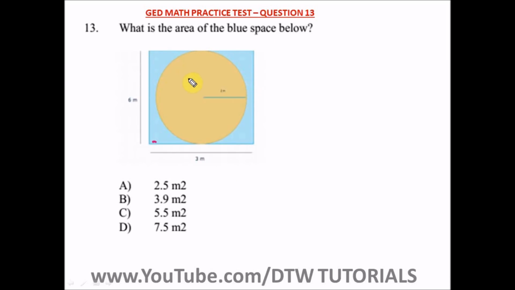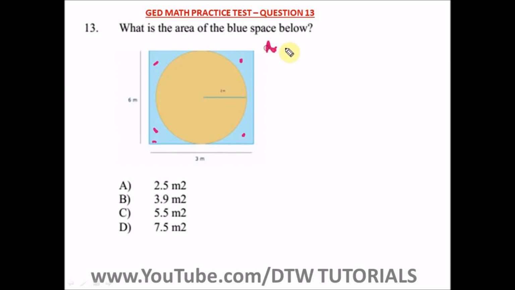So from here we are told to find the area of the blue shape. Who can tell me what the area of the blue shape would be? Do you know that? The area of the blue shape would be the area of the rectangle minus the area of the circle. That would give us this area here, the remaining space. So we are going to find the area of the rectangle, then subtract the area of the circle, then we'll get the area of the blue space here.